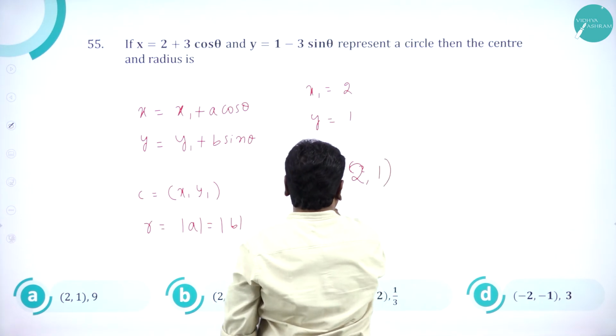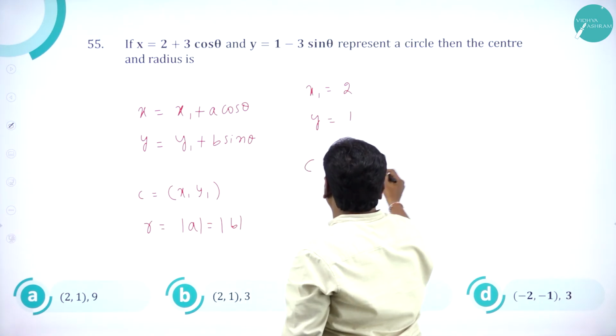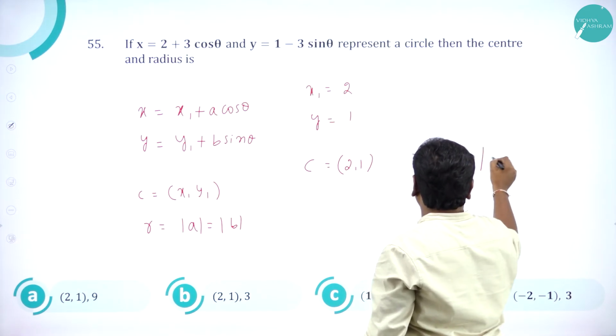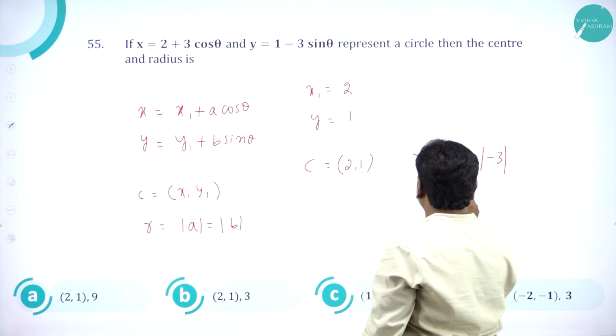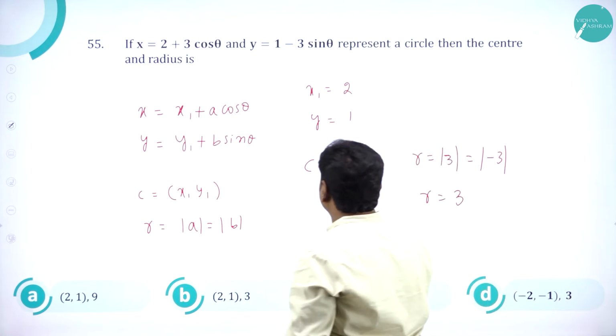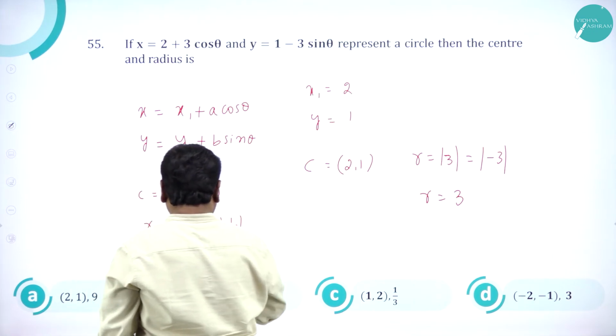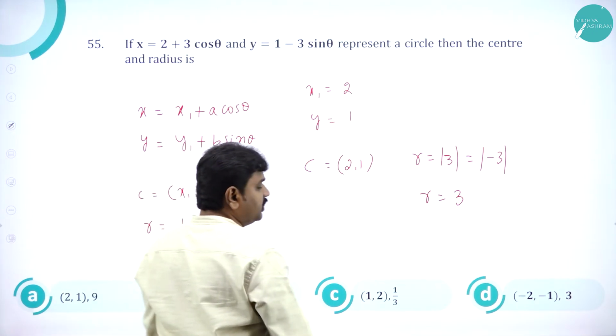Center is (2, 1). It makes your process faster. And radius is modulus of minus 3, modulus of 3, which is the same as modulus of minus 3. So that is, radius is what? Positive 3. So (2, 1) and 3 is the answer. Do we have that? Yes. Option B, (2, 1) and 3.